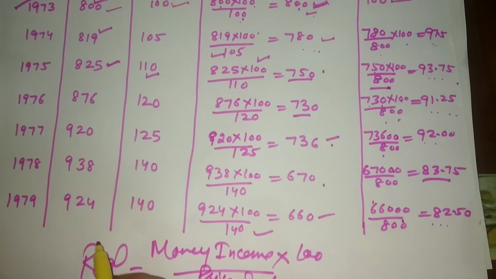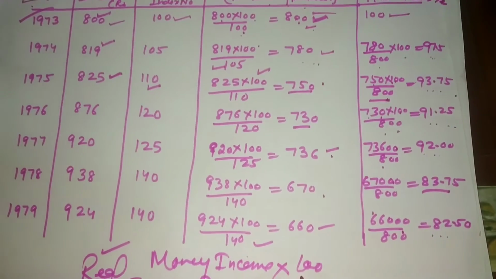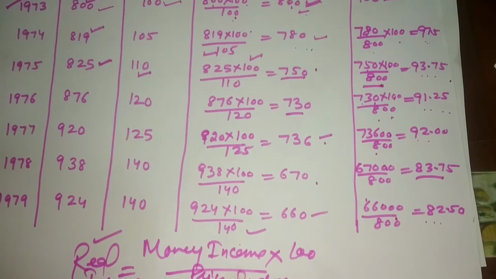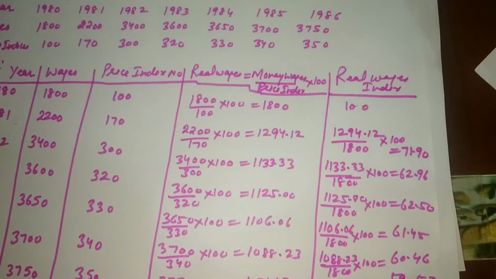We just have to keep the formula in our mind. That means how we have to calculate the real income. That is money income into 100 over price index. Money income, we can also say the income. If income is given, that is the money income. So this is the first illustration. Now I will explain the second illustration.